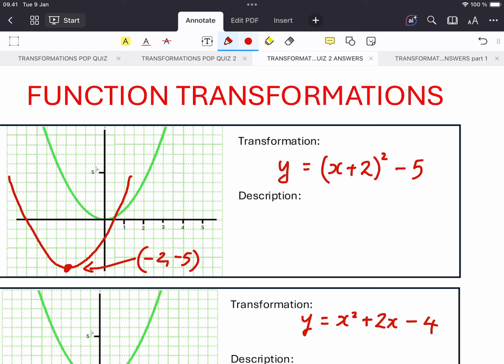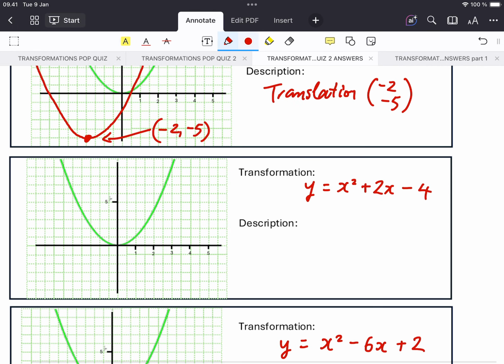Okay, so that's a translation. So it's gone 2 units back and 5 units down. It's a translation by (-2, -5). Everything's gone 2 to the left and 5 down.